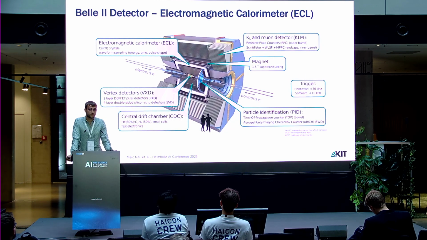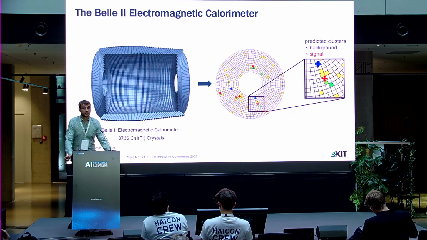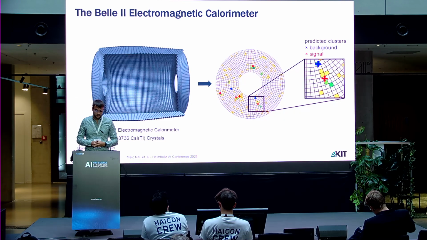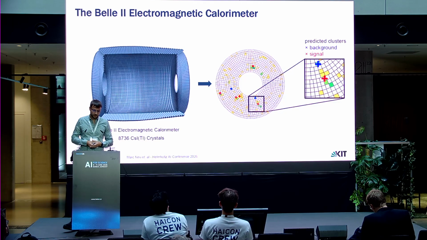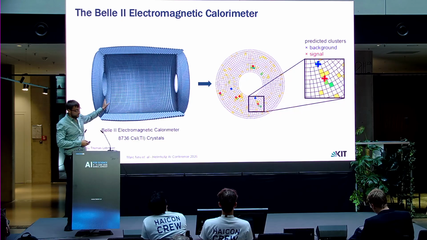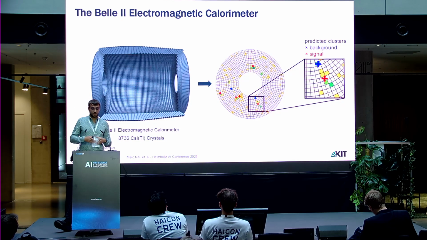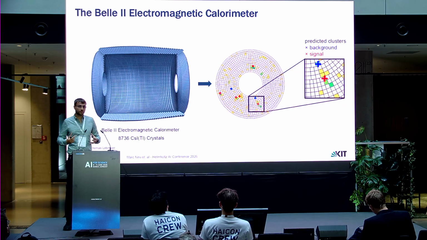To give you a bit more overview of the experiment, that's how this looks. You see the electrons and positrons colliding in the middle. We call this the interaction point. It's a cylindrical detector, so we have multiple detectors, and the one we talk about today is the electromagnetic calorimeter, which sits just outside of the central drift chamber. Here's another picture of it. It consists of up to 9,000 thallium-doped cesium iodide crystals. You can see here we have the end caps and a barrel region, and this is basically our input. You can see an event display on the right side.